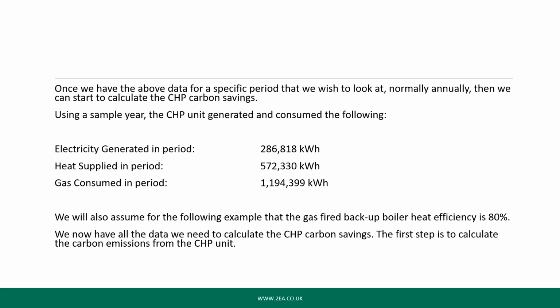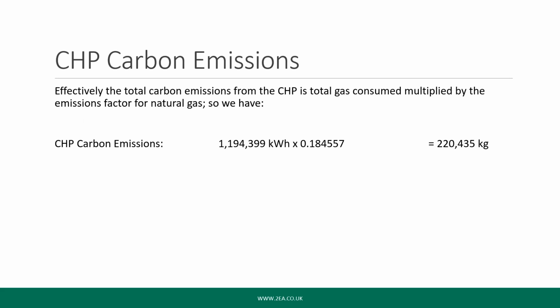So using a sample year, the CHP unit generated and consumed the following: We will also assume that the backup boiler's heat efficiency is 80%. The CHP carbon emissions. Effectively, the total carbon emissions from the CHP is the total gas consumed multiplied by the emissions factor for natural gas. So in this case, the emissions would be 220,435 kilos of CO2.